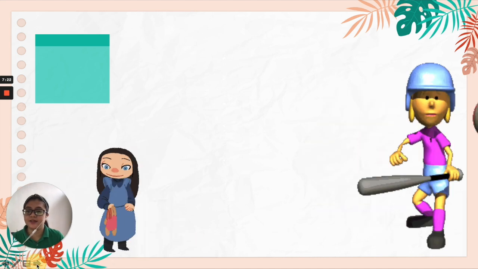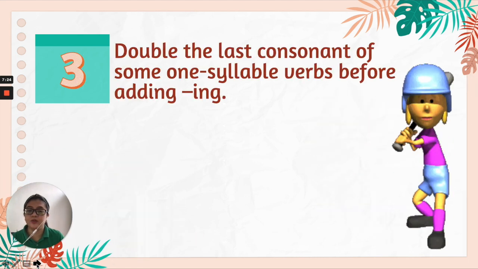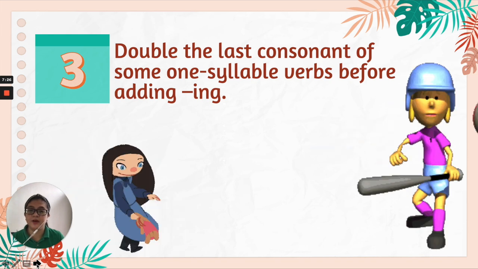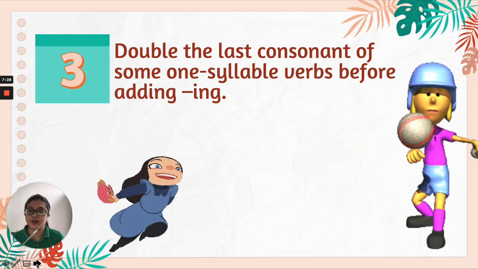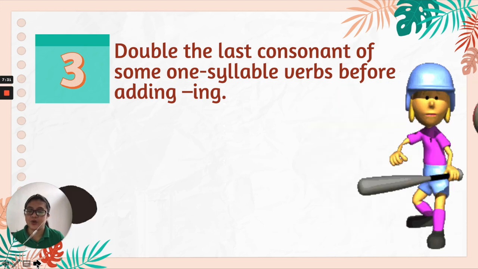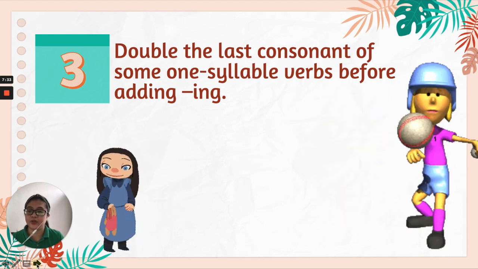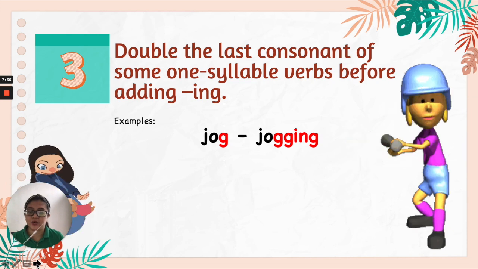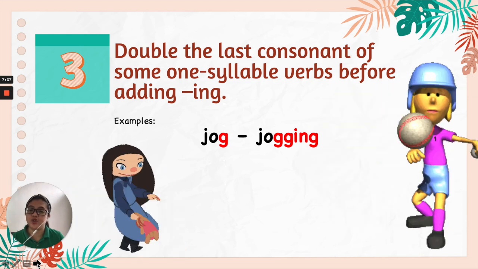Okay, next. For our third rule, double the last consonant of some one-syllable verbs before adding ing. So you're going to double the last consonant, or write it twice. So the word jog will become jogging.